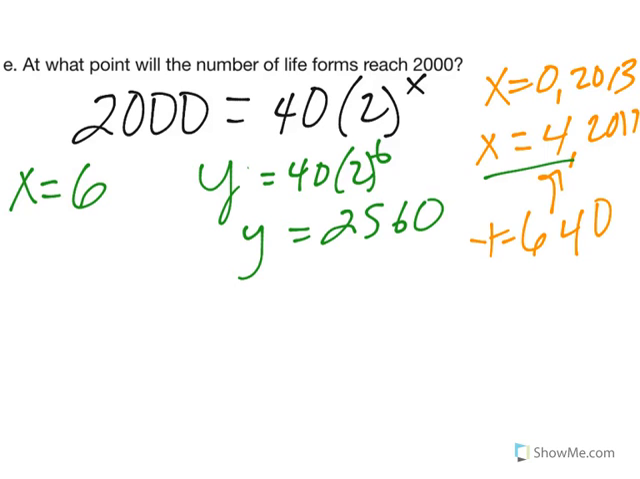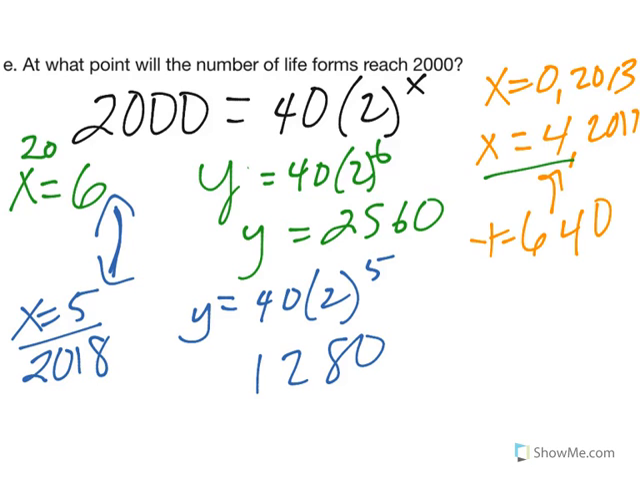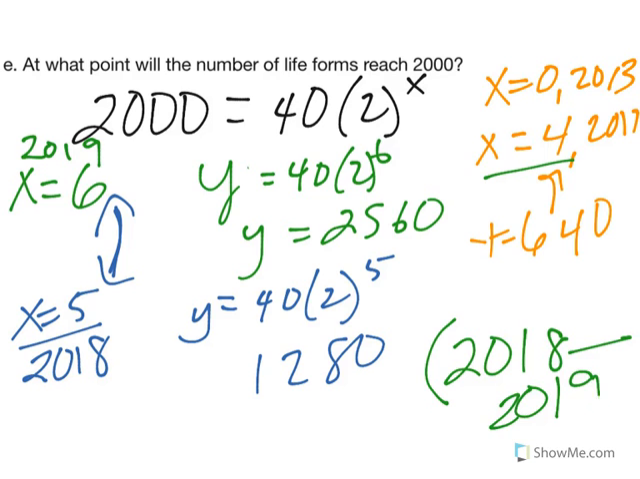Wow! That's over 2,000. So let's back the train up a little bit and let's try 5. If I plug in 5 for x, I get 1,280, right, which is a little below. So somewhere between these 2 years is where my life form is going to reach 2,000. So let's think about what year that is. Well, at x equals 5, that is the year 2018, because 5 years past 2013. And when x is 6, that's 2019. So our answer is somewhere between 2018 and 2019, where our total life forms will reach 2,000.